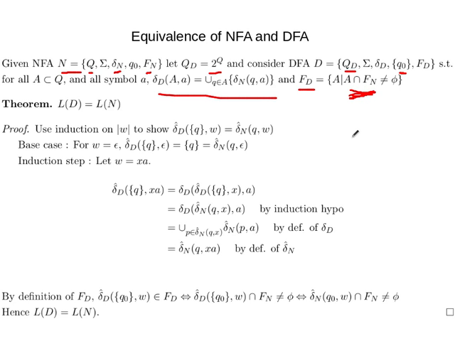Okay. So if you feel comfortable, just go back and forth and match that this is the condition that captures that idea. Okay. And then you show that they accept the same language by showing a slightly more general statement: that their transition functions are essentially the same.